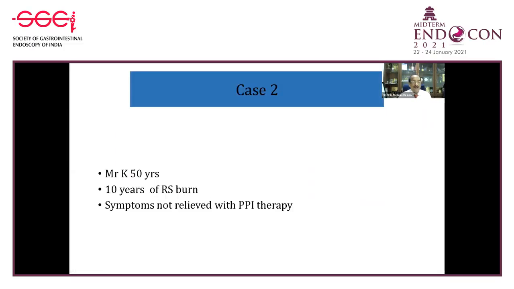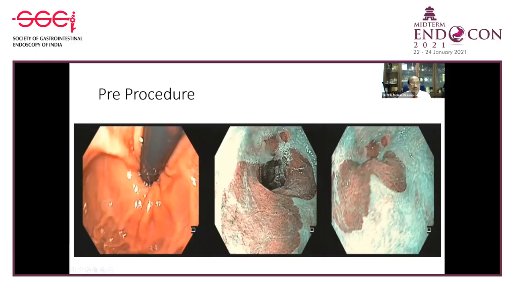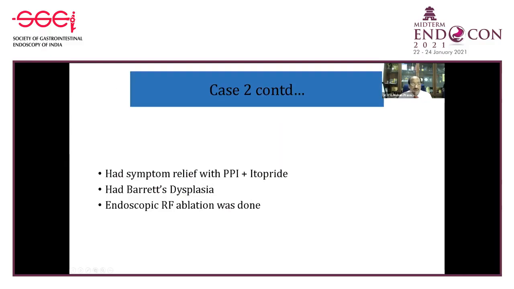The second case was a 50-year-old gentleman with a 10-year history of retrosternal burn, with symptoms not relieved with PPI therapy. There was no hiatus hernia, but he had a columnar-lined esophagus. On biopsy, it turned out to be Barrett's metaplasia with early, mild dysplasia. So this is what we found.